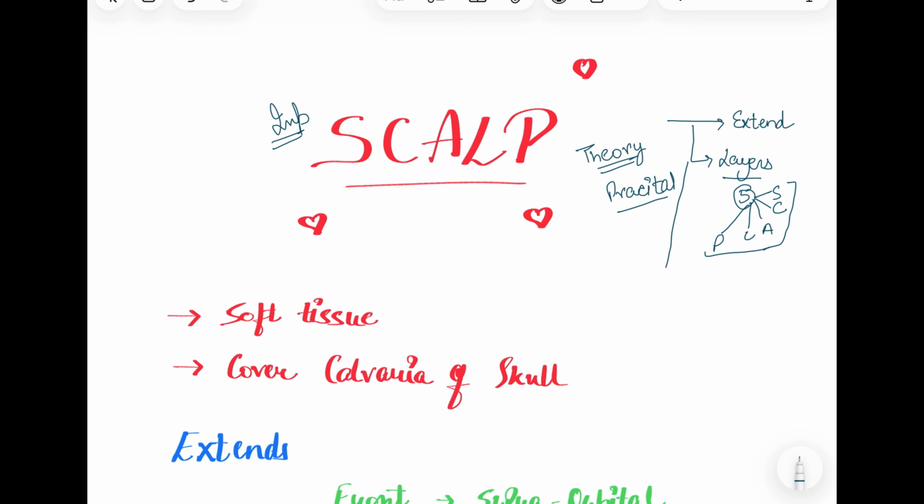Then we will be talking of the blood supply of the scalp. In the blood supply we'll be talking of arterial as well as venous drainage of the scalp, right? And lastly we will be covering the nerve supply and the lymphatic drainage of the scalp. So these are the topics or the crux of the scalp that we will be covering in today's video.